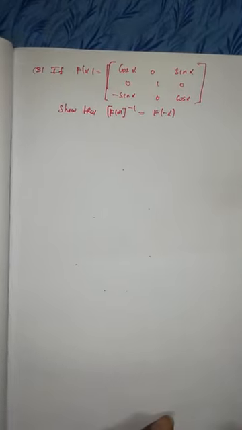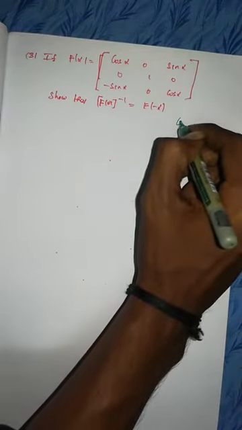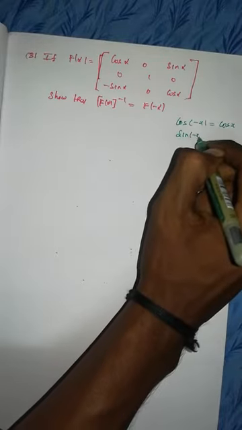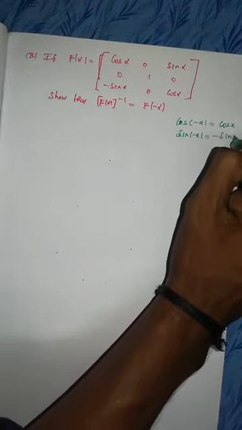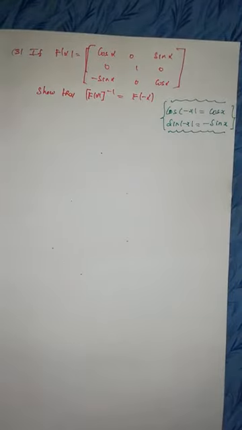First you need to understand two basic identities in trigonometry. You know that cos of minus x is equal to plus cos x, and sine of minus x is equal to minus sine x. So this is a result which we come across in the earlier classes. So cos of minus x is plus cos x and sine of minus x is minus sine x.